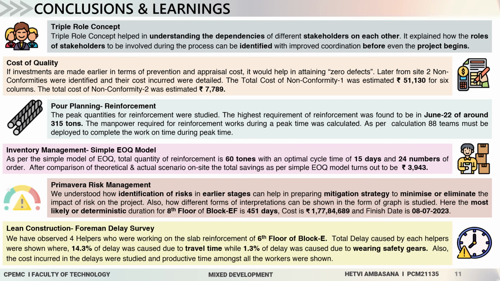Lean construction, Foreman Delay Survey. We observed 4 helpers who were working on the slab reinforcement of 6th floor of E block. Total delay caused by each helper was shown, where 14.3% of delay was caused due to travel time, while 1.3% of delay was caused due to wearing safety gear. Also, the cost incurred in the delays was studied and productive time amongst all the workers was shown.